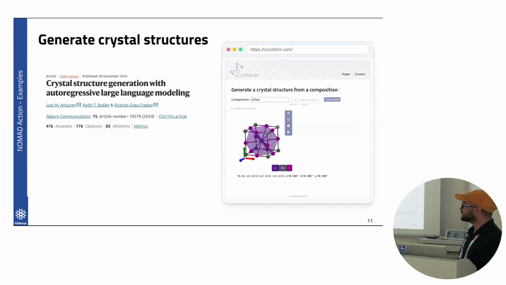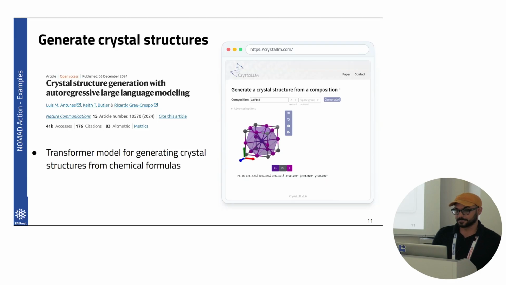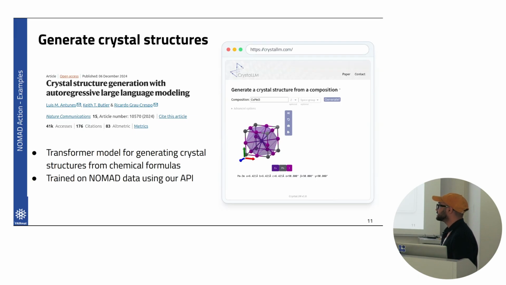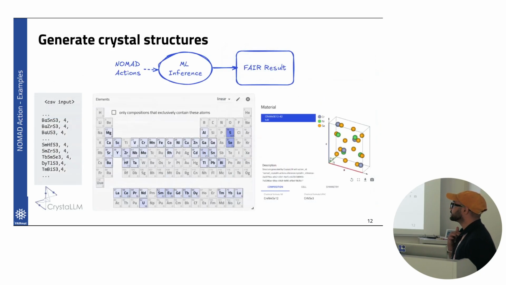Moving on to a different type of application here. This next application is about using a trained model to generate some crystal structures. Again, this is some research done by our colleagues in London. And in fact, what they did was they set up a transformer model for generating crystal structures. And they did train on the data coming from NOMAD. But what we are using here for this action that we set up is simply taking the trained model coming from them and setting up an inference workflow.